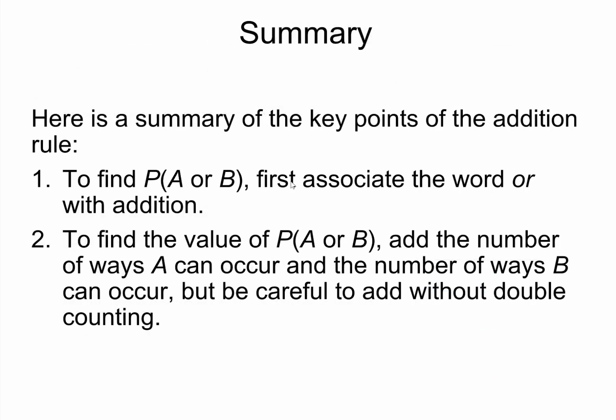Here's a summary of the key points of the addition rule. To find the probability of A or B, first associate the word "or" with addition. To find the value of A or B, add the number of ways A can occur and the number of ways B can occur, but be careful not to add without double counting.